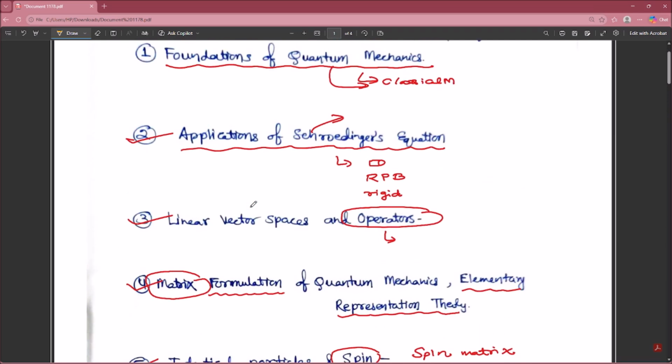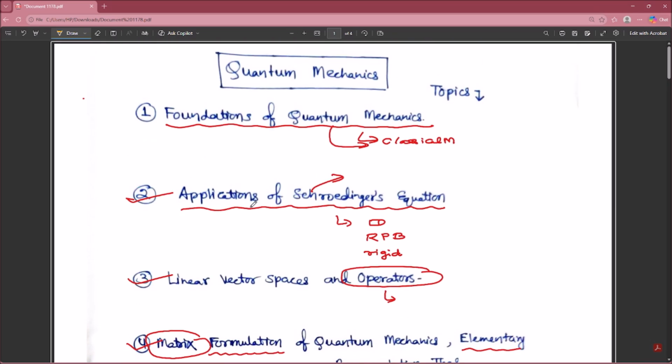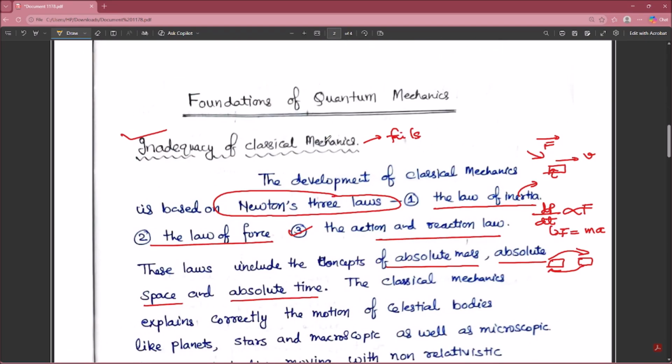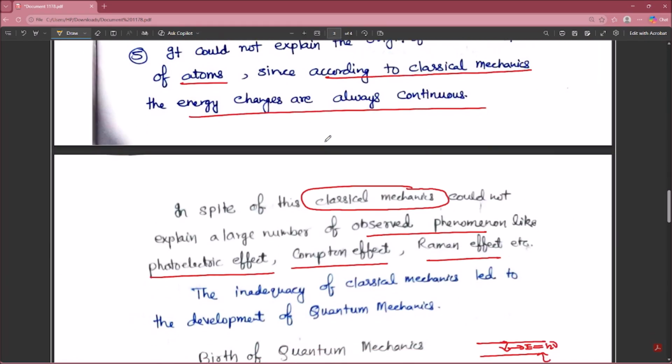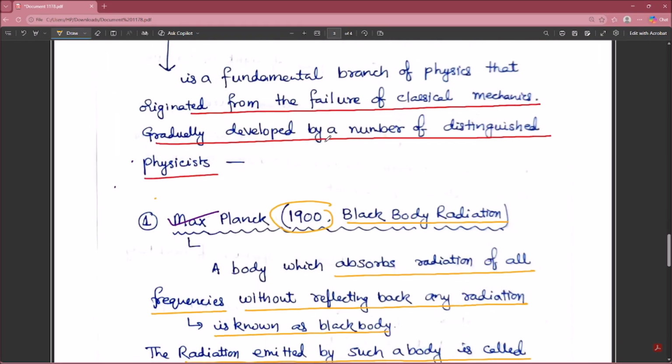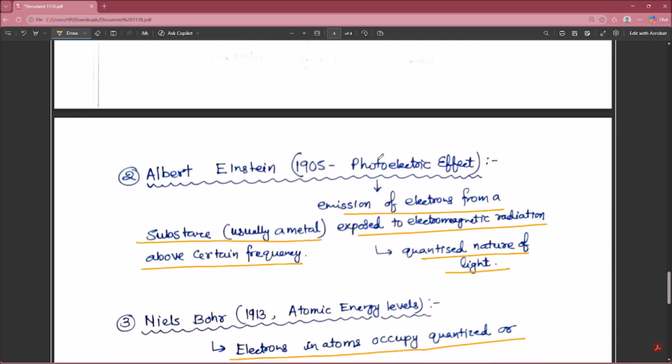So that's it, the introductory lecture of quantum mechanics. In the upcoming lectures, we will start from the foundation of quantum mechanics, from black body radiation, and then the photoelectric effect.